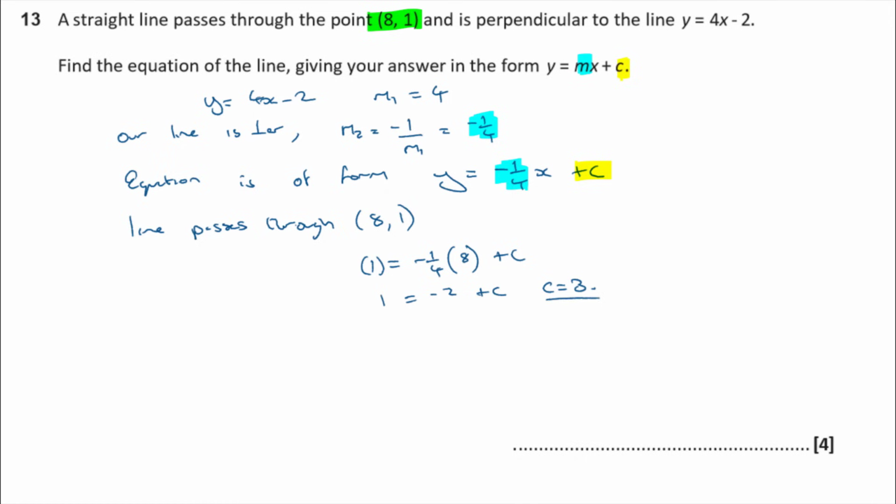Okay, so now I've got the full equation. Therefore, the equation is y equals minus a quarter of x plus 3.